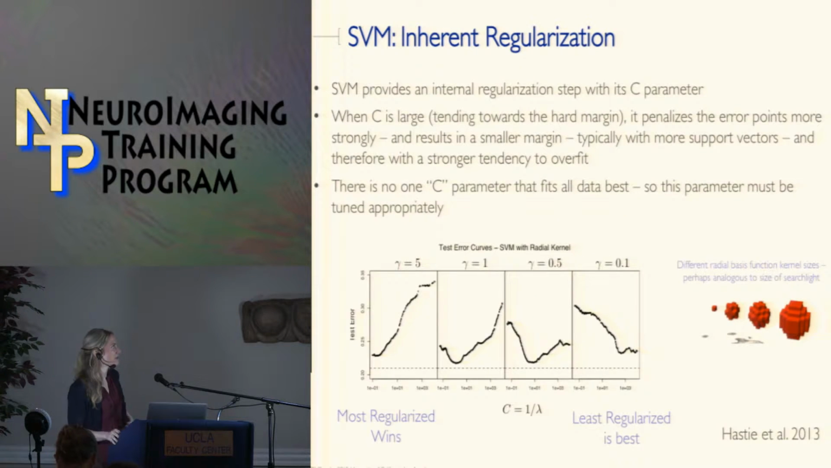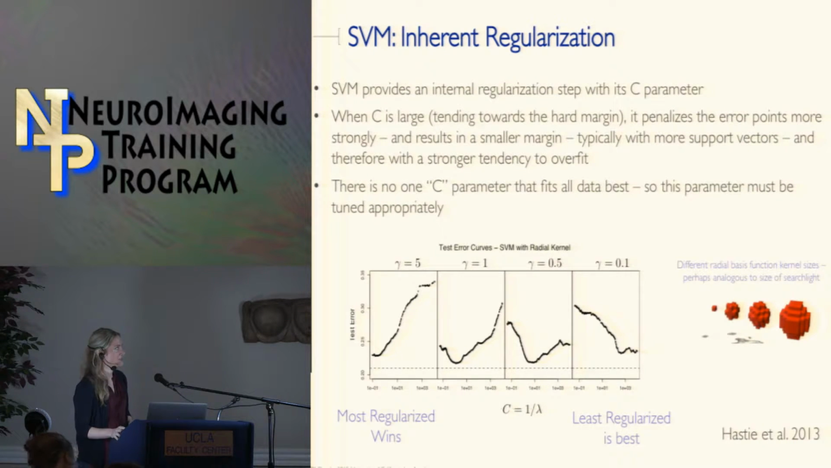One example of an inherent regularization scheme is SVM. Support vector machine has this nice C parameter, which can be used to weight error in its estimation process. When C is large, you tend towards the hard margin, and it penalizes error points more strongly. This results in a smaller margin, and when you have a smaller margin, there's typically more support vectors. There's more points that are influencing the selection of the parameters.